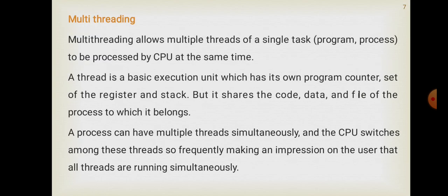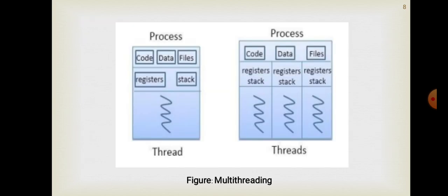Multi-threading allows multiple threads to run in a single task that can be processed by the CPU at the same time. We know that a thread is a basic execution unit which has its own program counter, register set and stack, but it shares the code, data, files and resources of the program it belongs to. A process can have multiple threads simultaneously, and the CPU switches among these threads frequently, giving the user the impression that all the threads are running simultaneously.